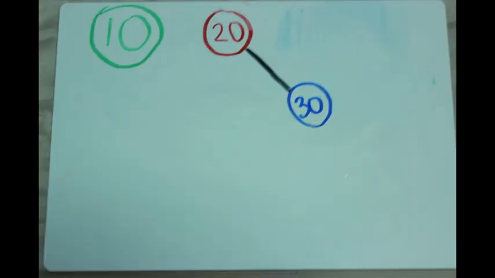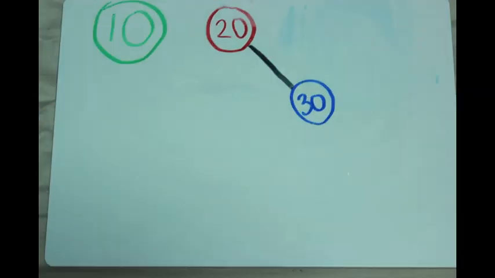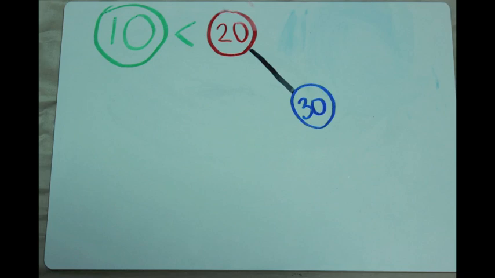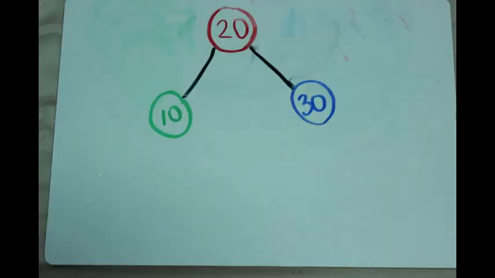Now let's add a node with a value of 10. Let's check the root. Is 10 greater than or less than 20? Since it is less than, I'll insert it in the left subtree. Now let's see how to insert nodes into a BST that contains multiple nodes.